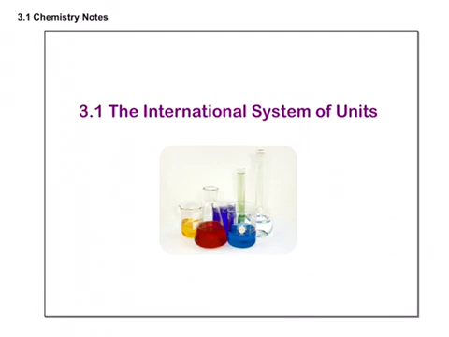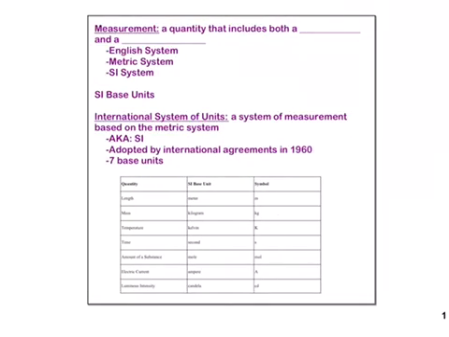The International System of Units is scientists' way of being able to communicate worldwide in kind of the same language. I think we've talked about this before, so this should be a quick review. A measurement is a quantity that includes both a number and a unit. And there's a couple different measurement systems.